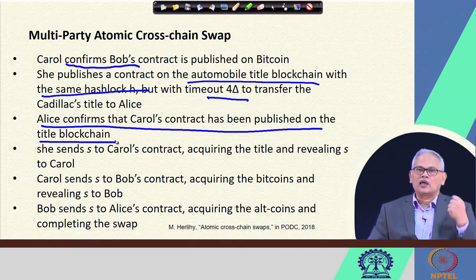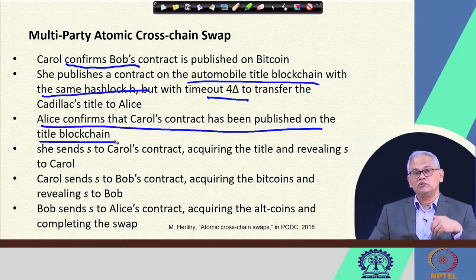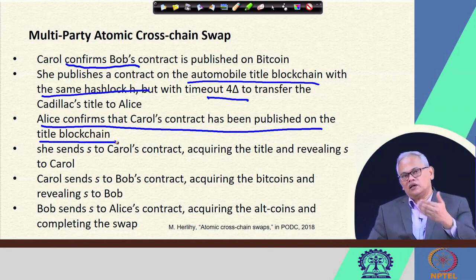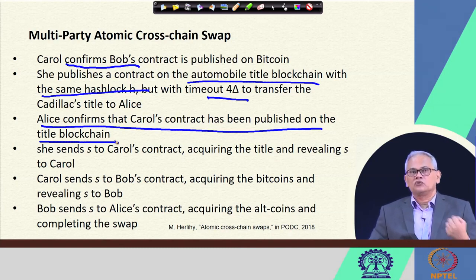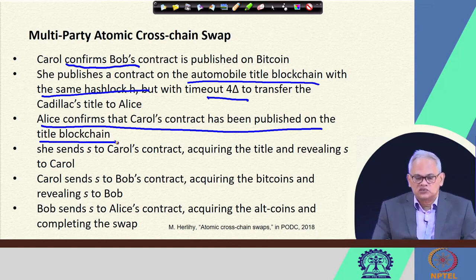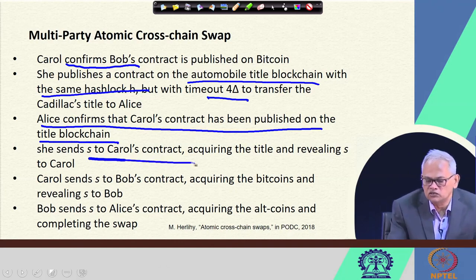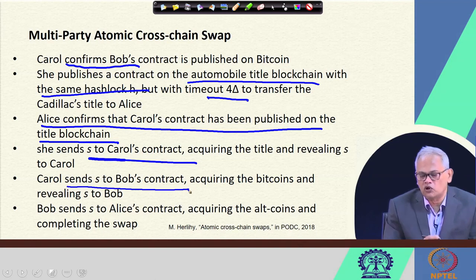As soon as Carol sees that S, that means Carol now knows that Alice has revealed it, which means Alice has now got the title of her Cadillac. So Carol's Cadillac is now in Alice's possession. The first thing Carol has to do is get the money from Bob's contract, which is in Bitcoin. So Carol would send this S to Bob's contract and acquire the Bitcoins.